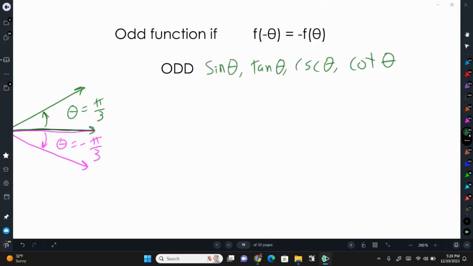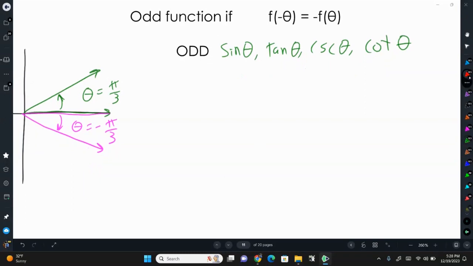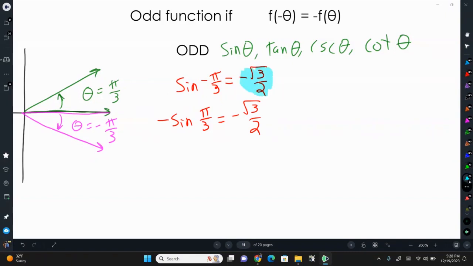And let's look at that. So if we have pi over 3 still, the sine of negative pi over 3 is negative square root of 3 over 2. Is that equal to the negative sine of positive pi over 3? Well, the sine of positive pi over 3 is the square root of 3 over 2, but because we have a negative in front, it becomes negative. So yes, this shows that sine is an odd function.